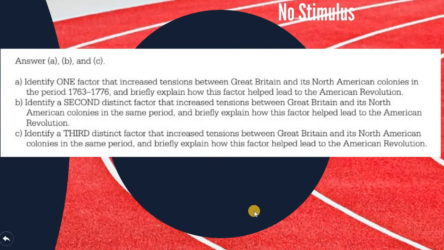Finally, you may see one where there is no stimulus. Here, it's just labeled A, B, and C. So identify 1 factor that increased tensions between Great Britain and the 13 colonies, right? And how did it lead to the American Revolution? B says give a 2nd factor, and C says give a 3rd factor. How did it help lead to the American Revolution? So Stamp Act, Sugar Act, and the Boston Massacre could be A, B, and C, right? The most important part is you explain how did it help lead to the American Revolution.